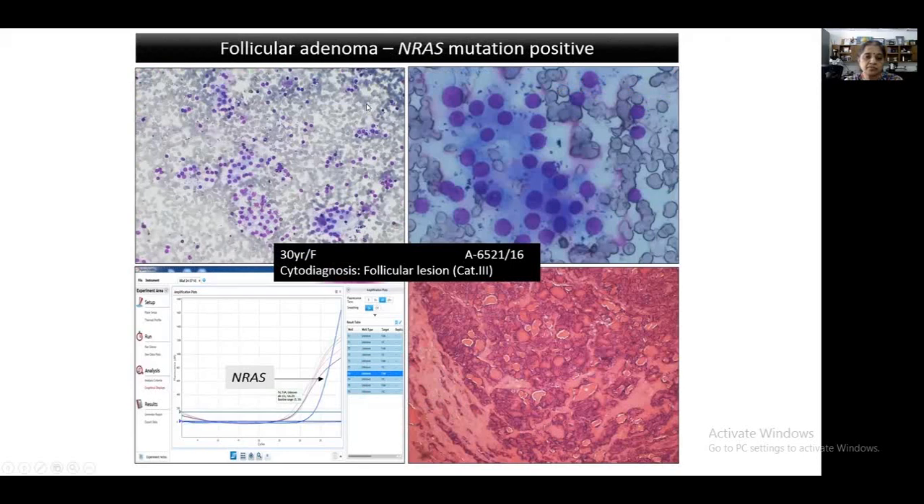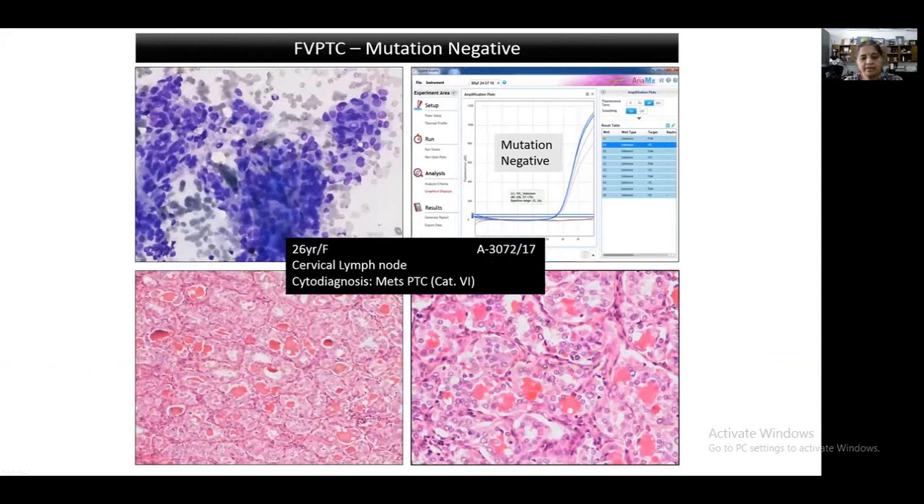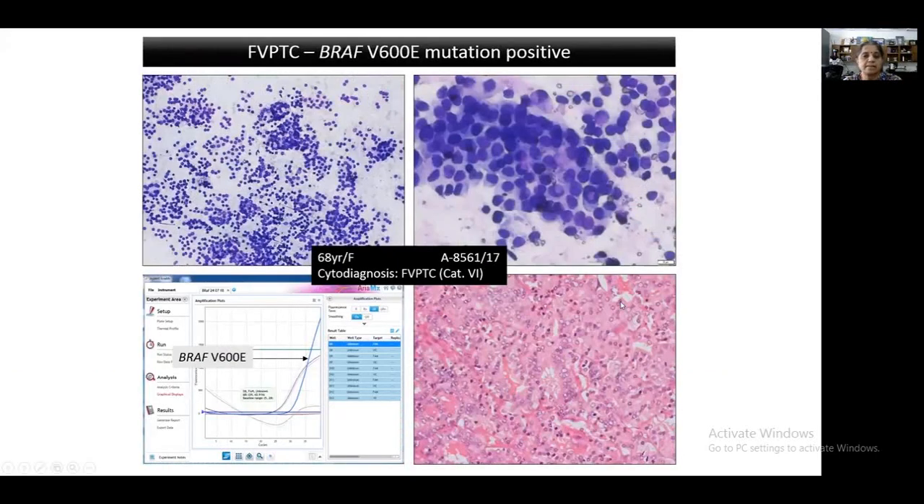This was a follicular adenoma, which was proven on histopathology, which was positive for an NRAS mutation. This was initially put into category 3 as a follicular lesion of undetermined significance, turned out follicular adenoma, and was NRAS gene mutation positive. Then we had a case where the cytodiagnosis was a metastatic PTC, category 6. Again, it was in a cervical lymph node, but this was negative for all the mutations that were tested.